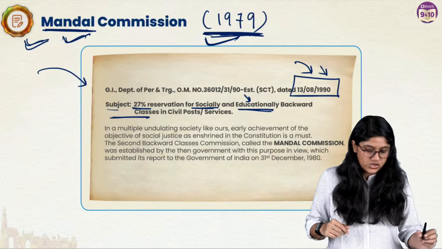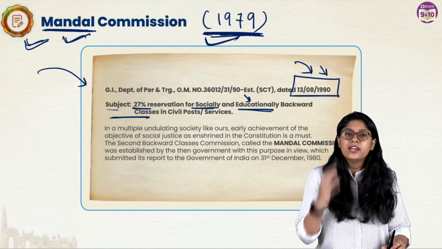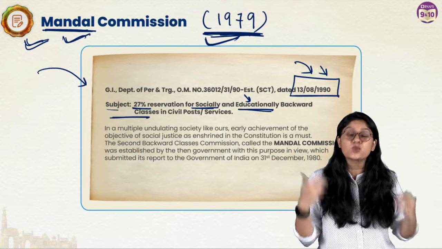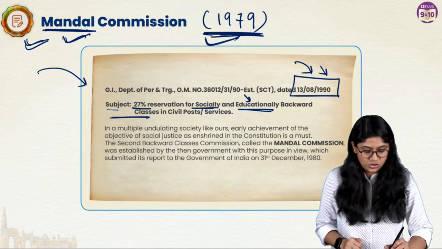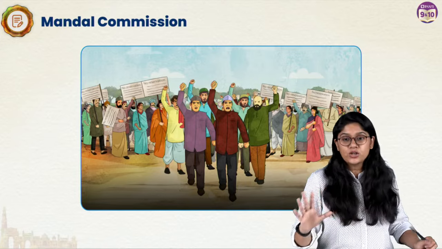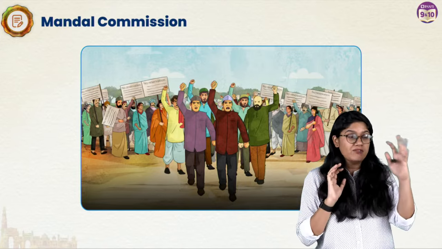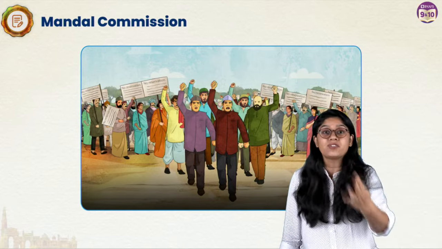Okay, moving ahead, what happened after that? It took a lot of years, from 1979 to 1990. So what was happening at that time? Between that time, we have a very interesting story. After that, a lot of people protested. They were very angry. There were two different groups. One was supporting the reservation, saying yes, we should have it. The other group was not in favor of the reservation.